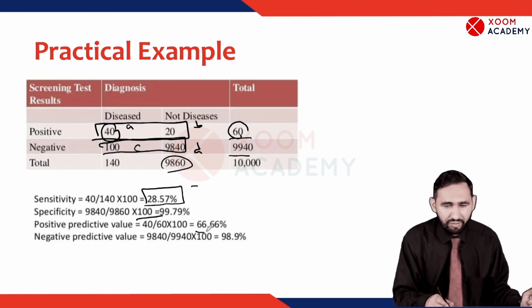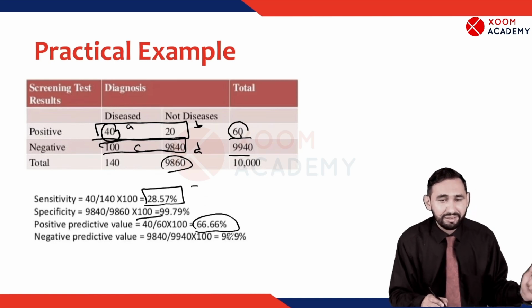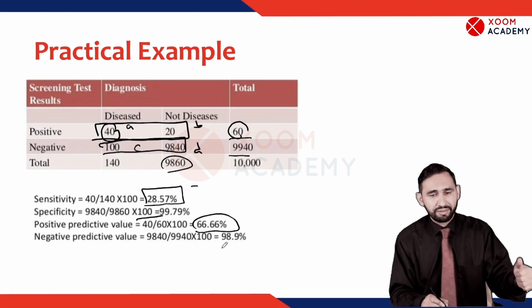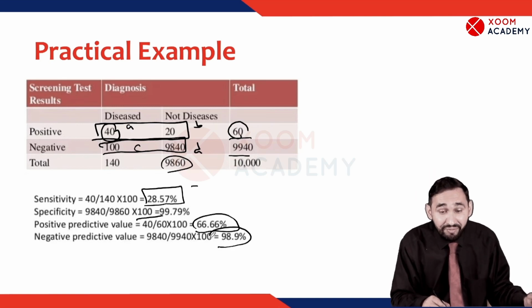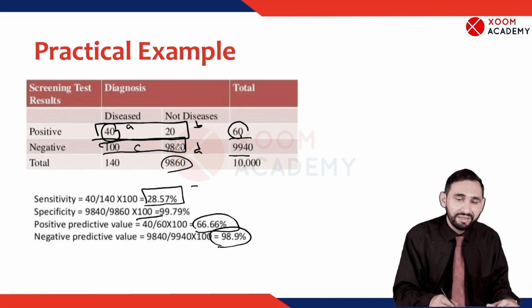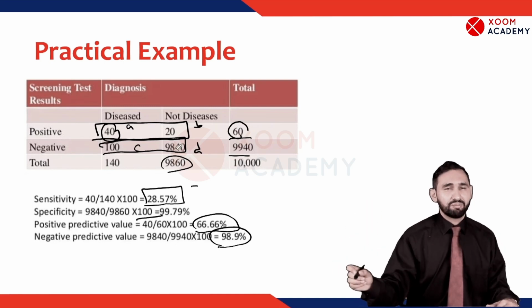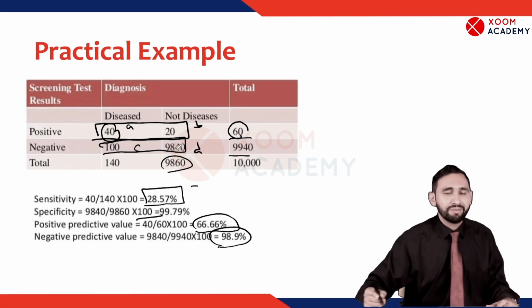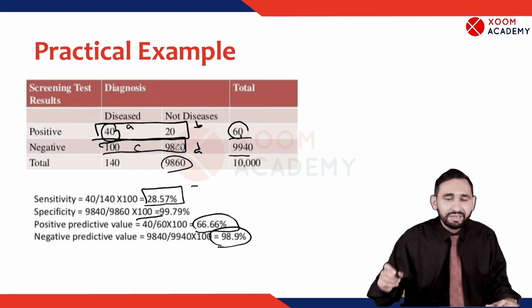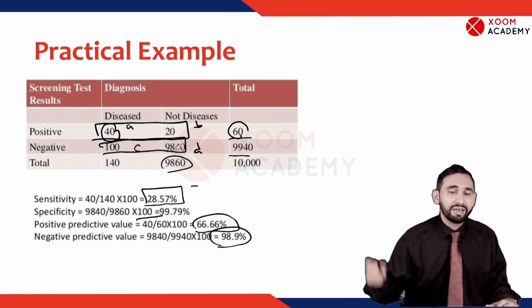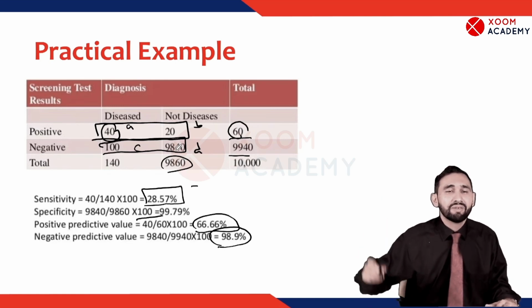Positive predictive value is 66%. This test yields fewer positive results, but it yields greater negative results. So we can say that this test yields non-diseased people. This test yields negative results. This test doesn't yield positive results, as its sensitivity and positive predictive value are lower.